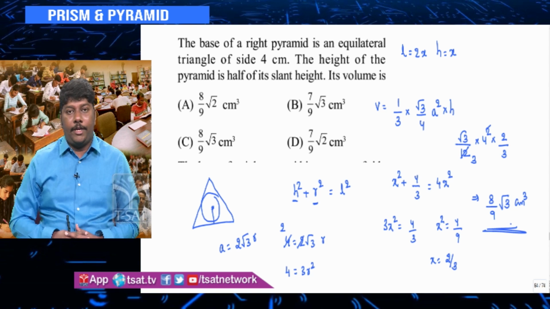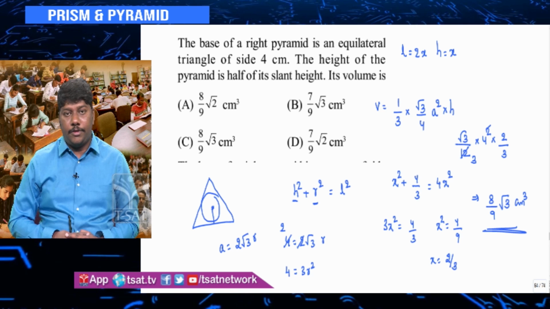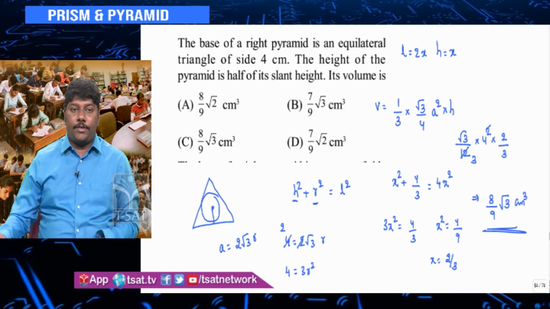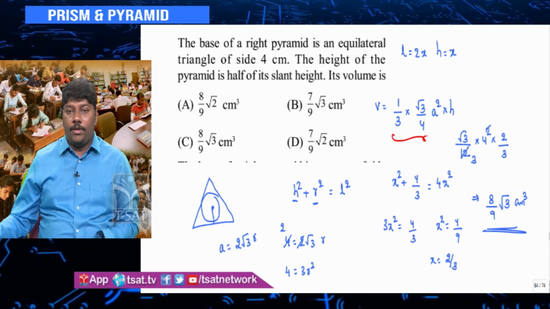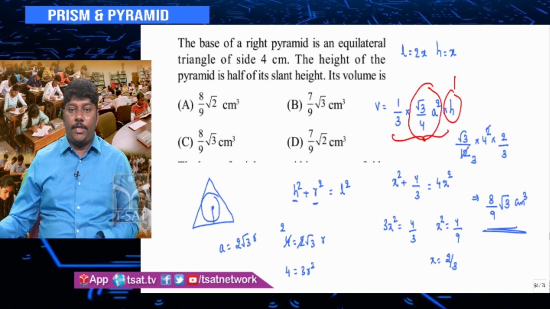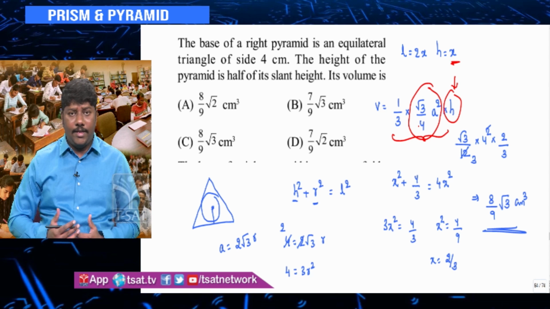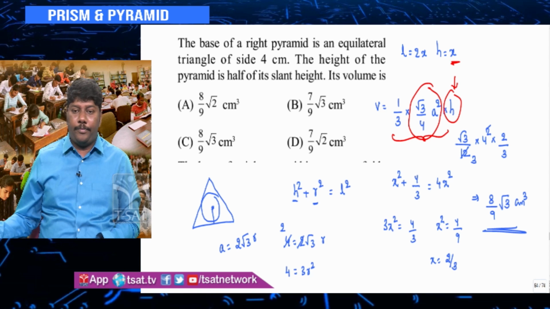All you have to do is find the value of x and put it in the formula given there. Volume is equal to 1/3 of base area into height. Here I have mentioned the formula. This is the base equilateral triangle, find the height, which is x, and put it in this formula. Little calculative, but it is easy.